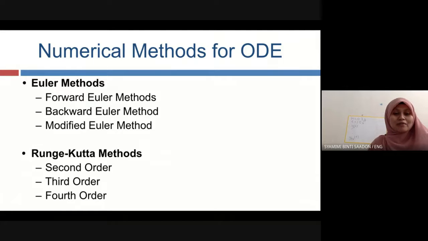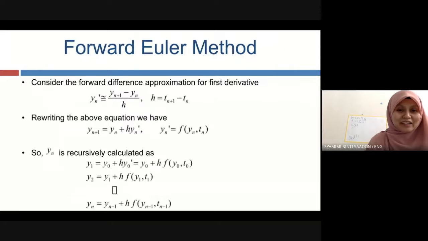And then we have the Runge-Kutta methods, in second order, third order, and fourth order. The higher the order is, the more accurate the results; the results we calculate will approach the exact solution more closely. But of course, the higher the order, the more complicated it is and the longer it takes to calculate. So this is the forward Euler method.